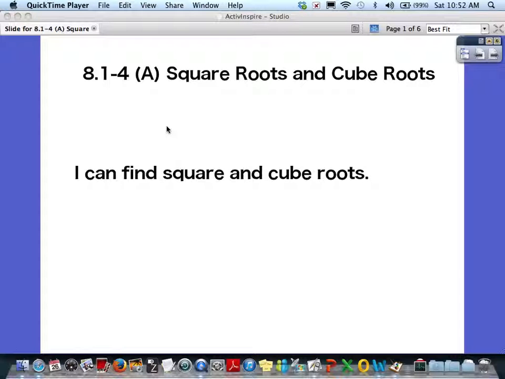Square roots and cube roots. All right, guys, so we're going to talk about what those terms mean and how to find square and cube roots. And obviously, this is 8th grade, Unit 1, Lesson 4, Video A.